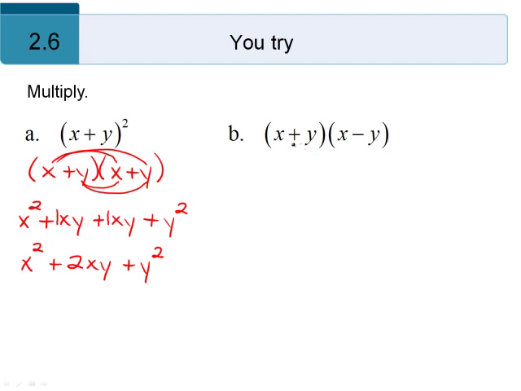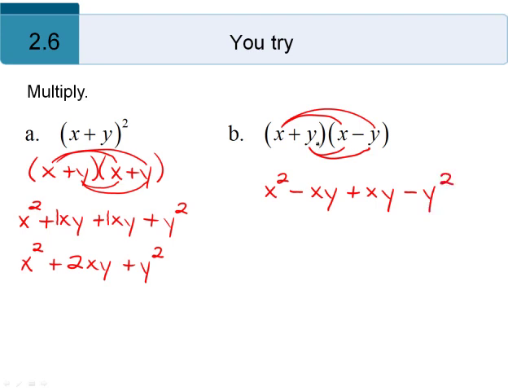Okay, on B, once again, these are special products because these are called conjugates of each other. One's a plus and a minus with the same terms, but it's just FOIL, okay? So our first term, x times x, is x squared. The outer term, x times negative y, would be negative xy. And then the inner term is going to be a positive xy. And the last term, y times negative y, would be negative y squared.